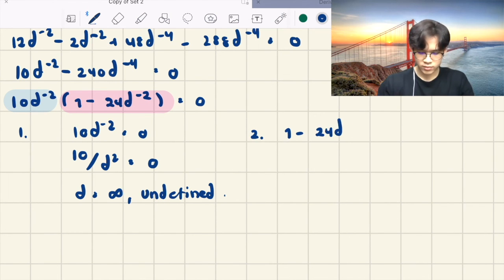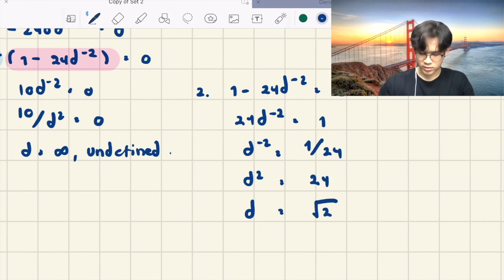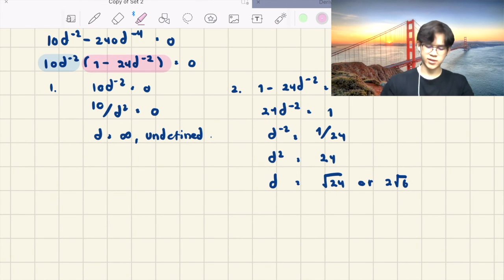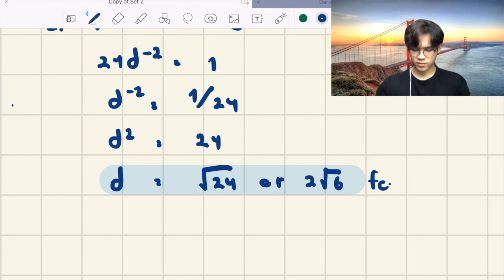So, 2 to the power of 6, I mean 2 times the square root of 6. And that is our answer in feet.